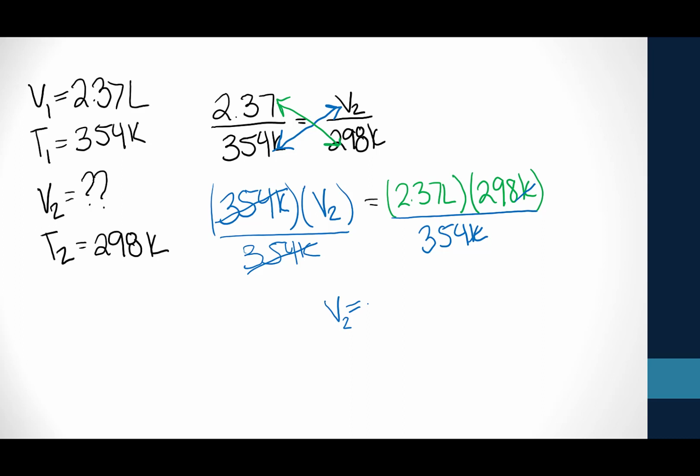So the new volume of our gas, plugging this into my calculator, we've got 2.37 times 298 Kelvin divided by 354. So the new volume is 1.99 liters.